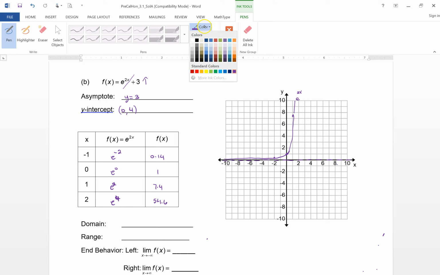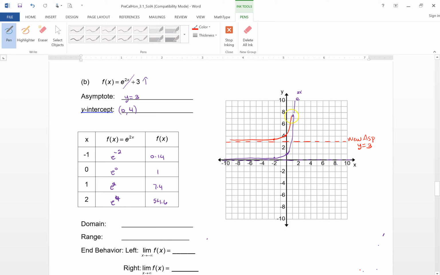Next, I'm going to translate it up. So everything is going to move up 3 spaces, including the asymptote. Okay, so this is the new asymptote, y equals 3. Everything here moves up 3 points. So this one goes up to 4, and that's going to move up 3 points, right, to forever. So it's going to look like this. This one is e to the 2x plus 3.